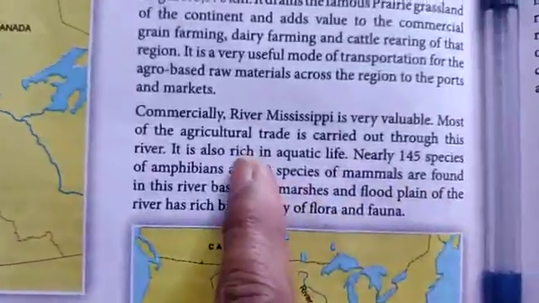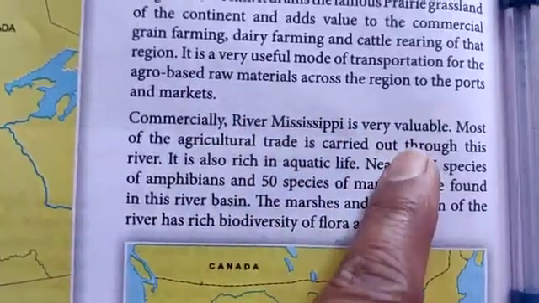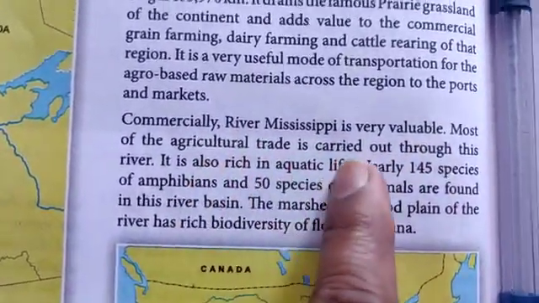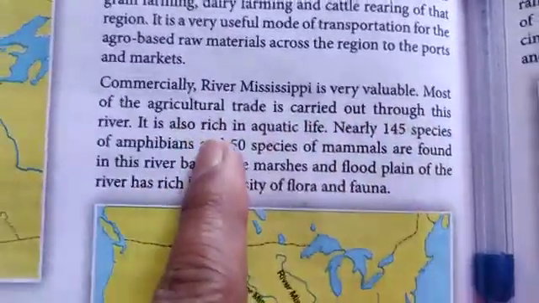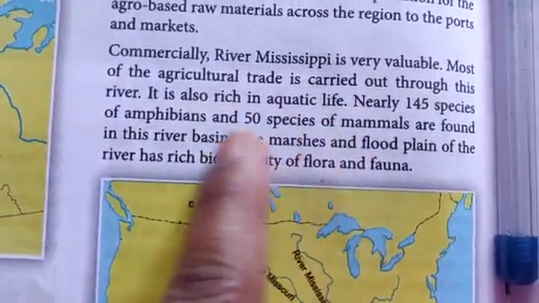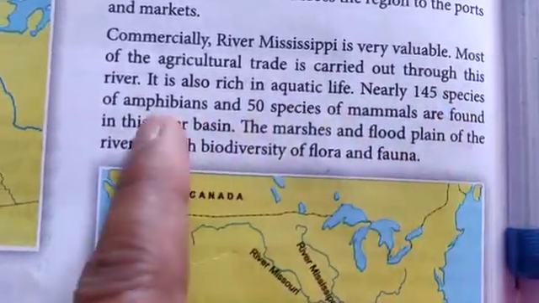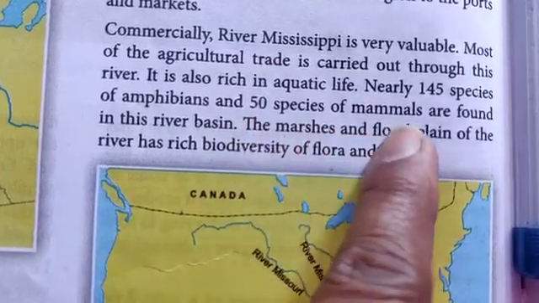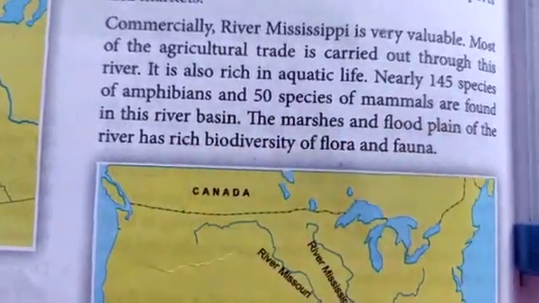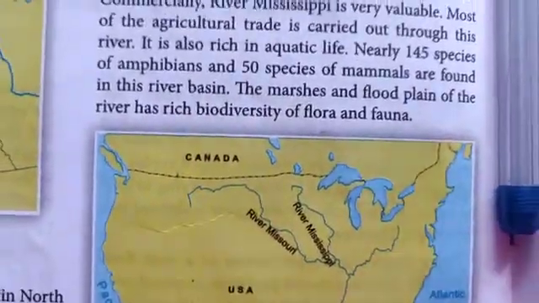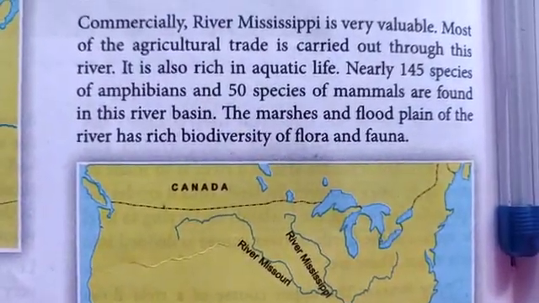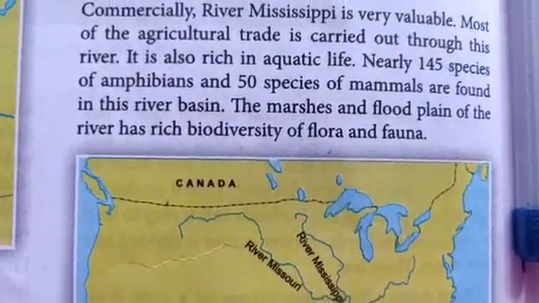Now, underline, commercially the river Mississippi is very valuable. Most of the agriculture trade is carried out through this river. It is also rich in aquatic life. Nearly 145 species of amphibians and 50 species of mammals are found in this river basin. The marshes and floodplain of the river have rich biodiversity of flora and fauna.